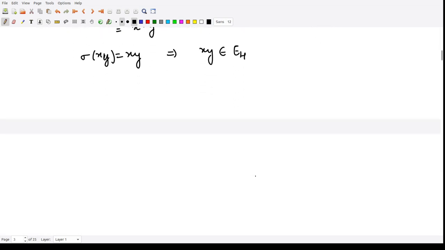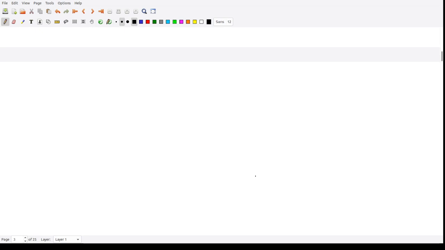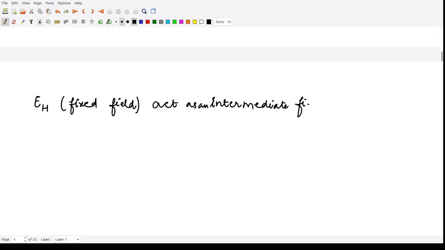So we remark that this E of H, which was the fixed field, acts as an intermediate field between E and F. So that means you have F here, you have the extension field E here. So in between we have E of H here.